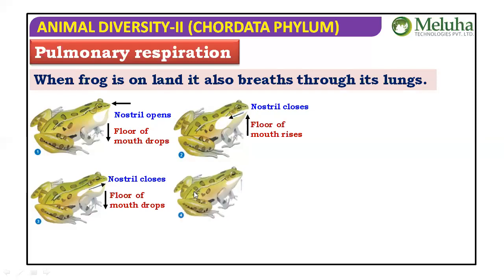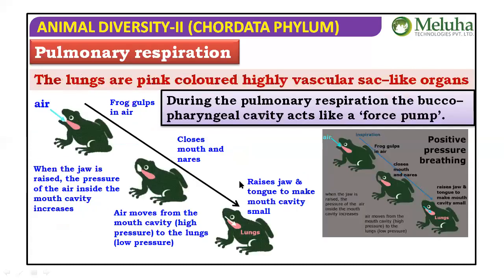that air goes out from the buccopharyngeal cavity to outside. So that's what we are saying here. Okay, so that is expiration. Nostril open, buccopharyngeal cavity raises, and air goes out. Floor of mouth raises. That's it. Okay. So the lungs are pink colored, highly vascular, sac-like organs. Okay, so here we are trying to explain this once again.